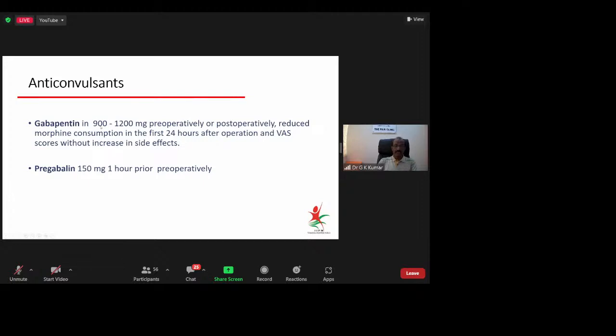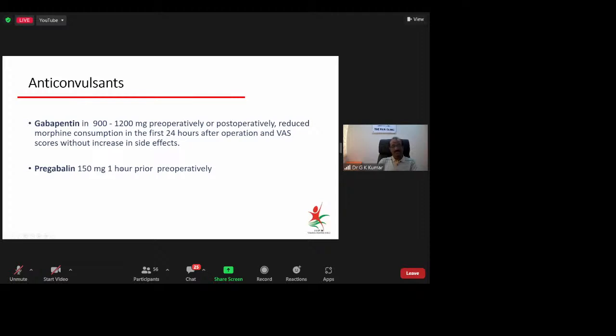But I doubt whether Indian patients will tolerate 900 to 1,200 milligram, because even with 100 milligram, the patient will complain of hangover the next day. So I really suspect whether these doses will be comfortably tolerated by the patient. The choice will be 150 milligram one hour preoperatively, which may be a better choice than gabapentin 1,200 or 900 milligram. But the studies are not much encouraging to use it as a regular practice because of the side effects.